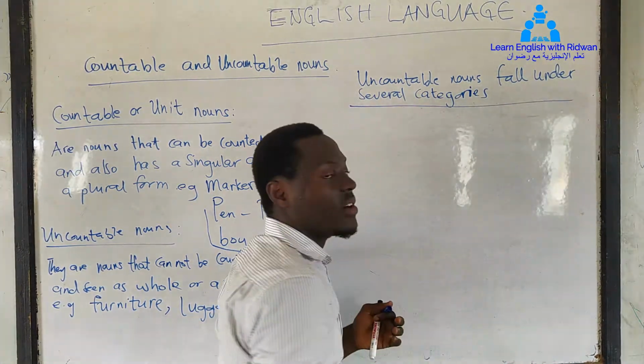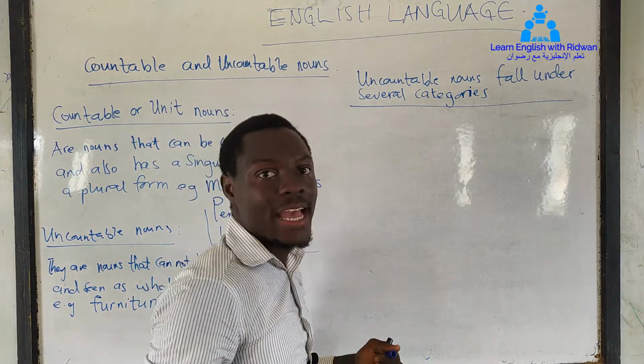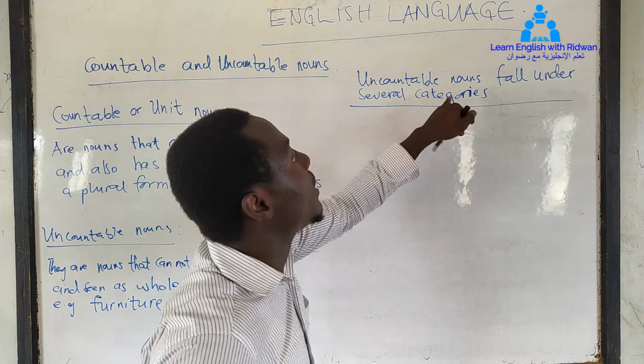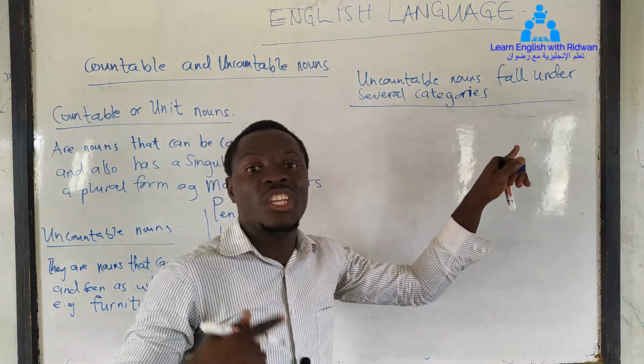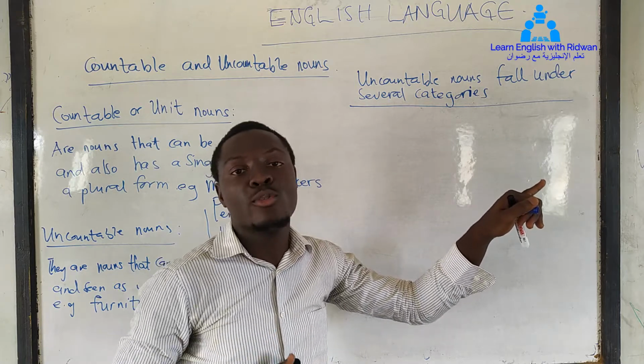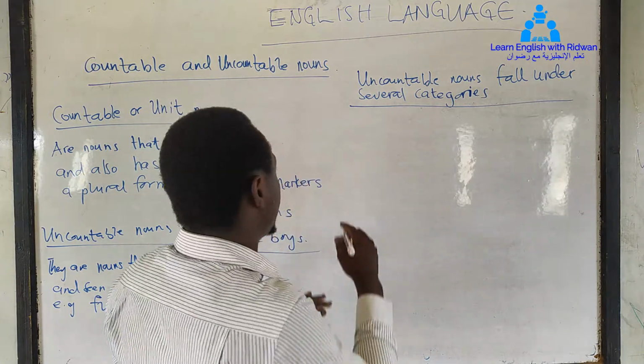Uncountable nouns fall under several categories. The first one is what? A mass. That is, they fall under several categories. One of those categories is what? A mass.